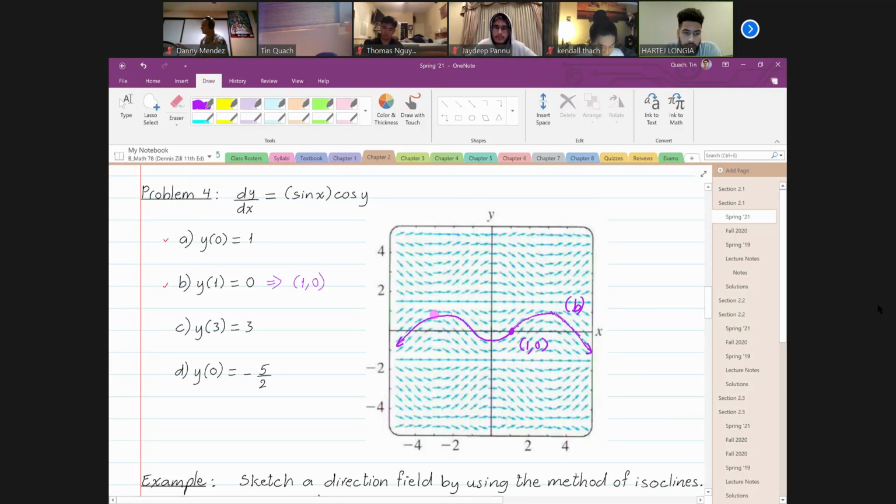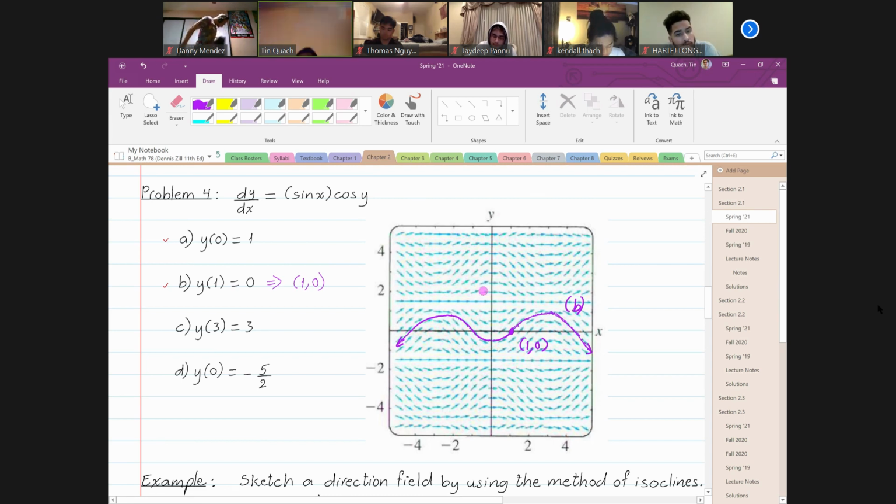Now I hope you know how to sketch a solution curve when I give you a direction field. Now the next question is, how do you construct a direction field like this?